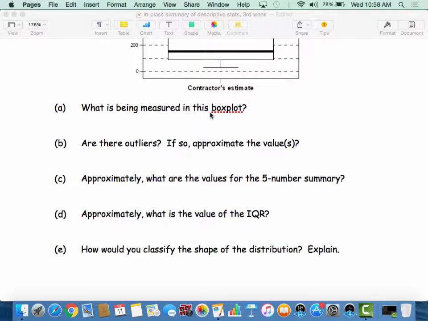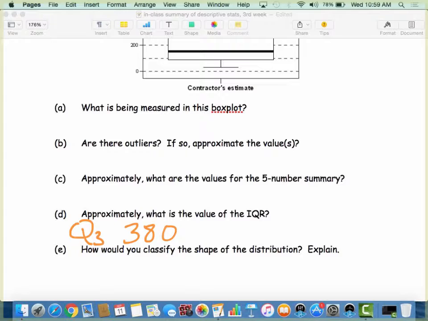Okay, next question. Approximately what is the value of the IQR? Well, from your approximations that we said in part C, what was the Q3 that you came up with? 380. Okay, so we'll write 380. And we'll subtract that from, you said what, 95, something like that, Q1.